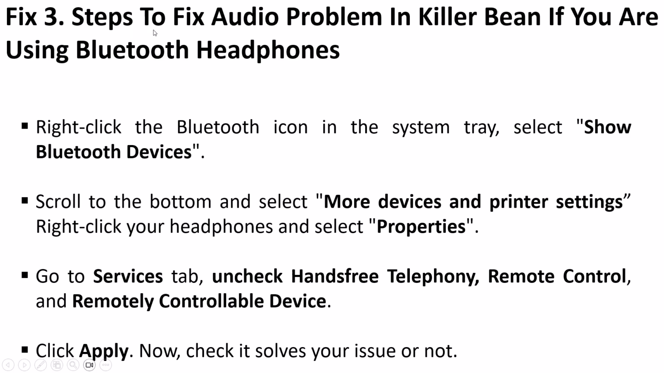Fix 3. Steps to fix sound or audio problem in Killer Bean if you are using a Bluetooth headphones. Right click the Bluetooth icon in the system tray and select show Bluetooth devices. Scroll to the bottom and select more devices and printer settings. Right click your headphones and select properties.